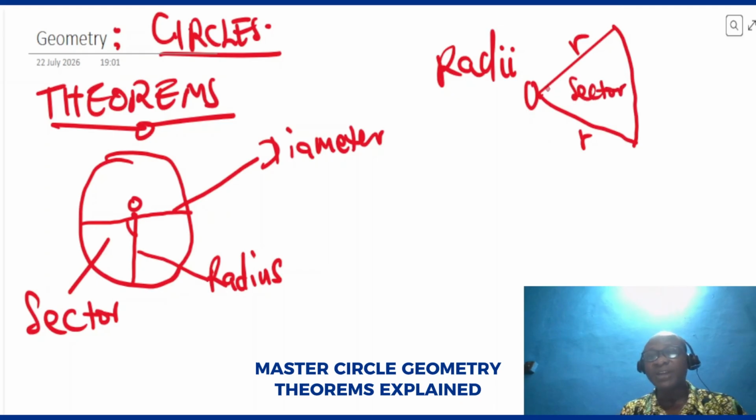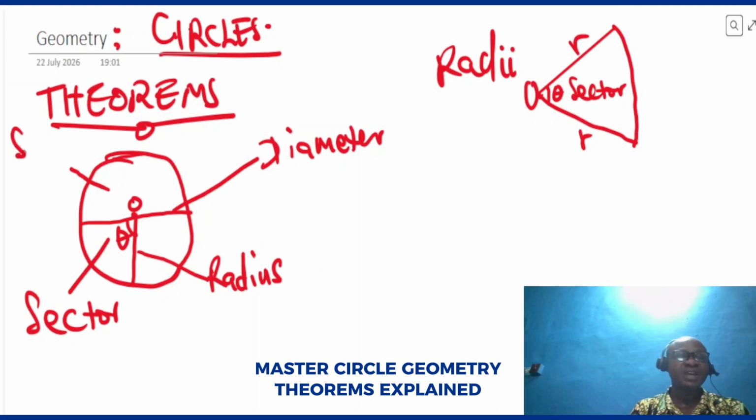It will always come with an angle at the center. That is why we say every sector subtends an angle at the center. In this case, theta is the angle. Now, when a diameter is drawn in a circle, one side of that circle is called a semicircle. All these things that I'm saying now shall be used in circle theory.